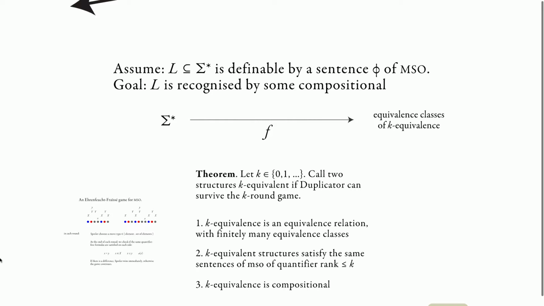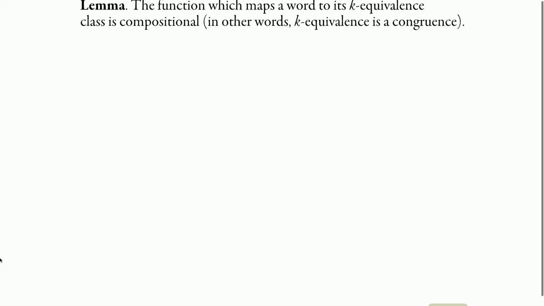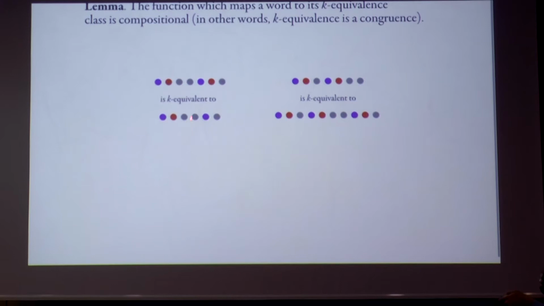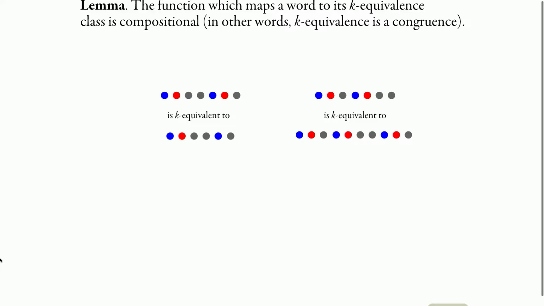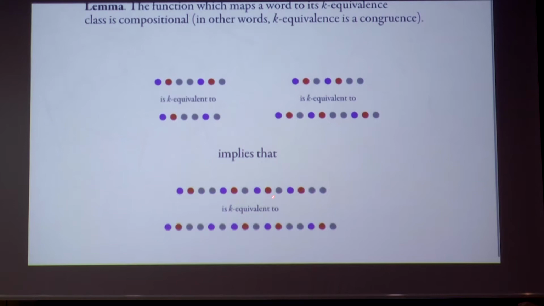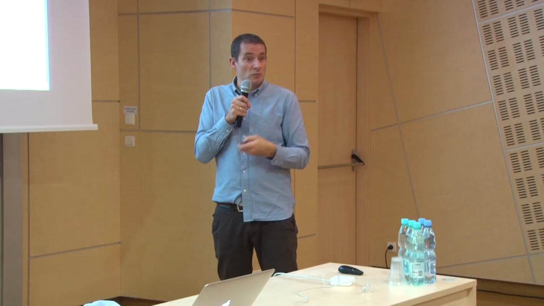Why is it a compositional function? Let's do this argument in a little bit more detail. I claim that it's a compositional function. What I need to show boils down to this: if I have two k-equivalent words here and two k-equivalent words here, and I join them, then the big words are going to be k-equivalent. This is something called a congruence.